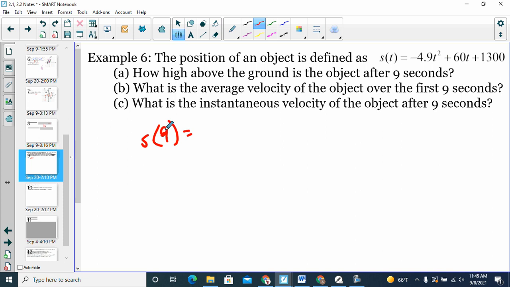This would be a calculator problem. And I get 1,443. They didn't give us any units here, but this is measured in meters.